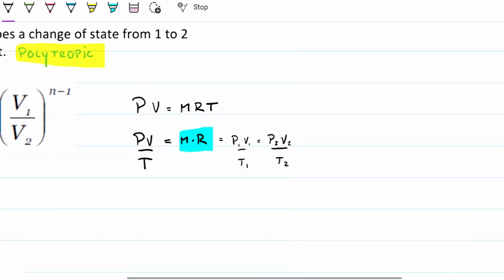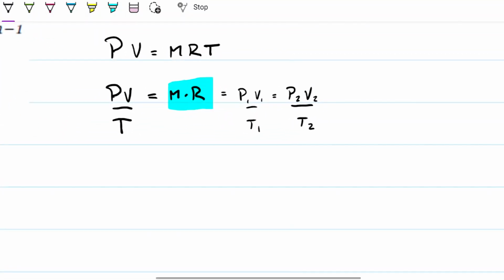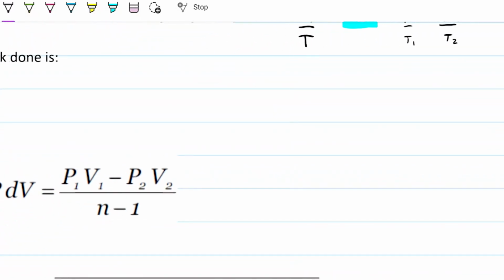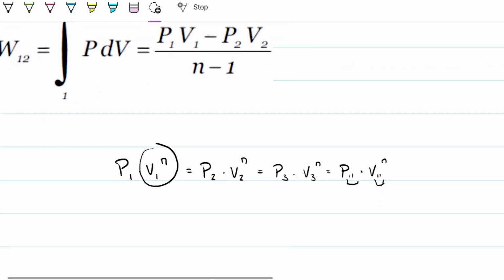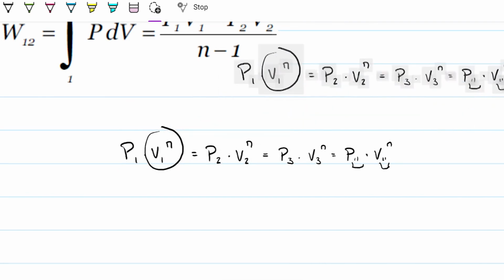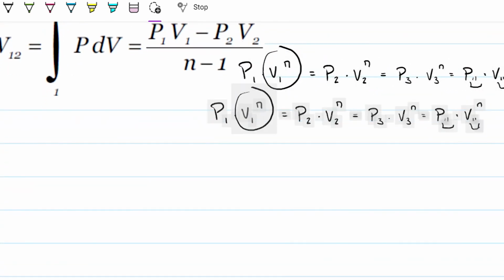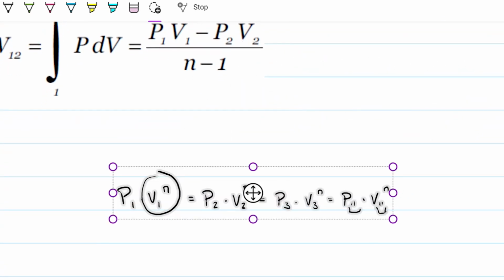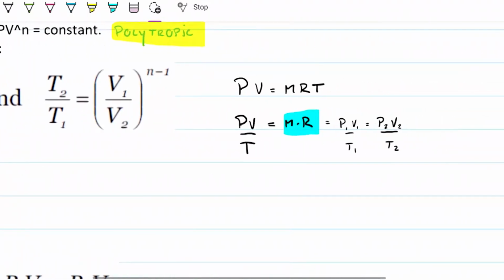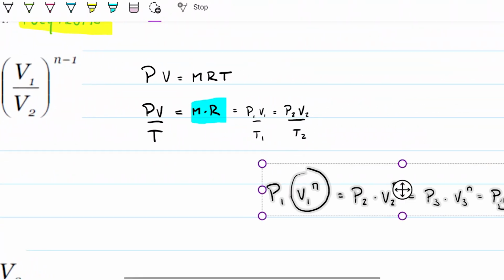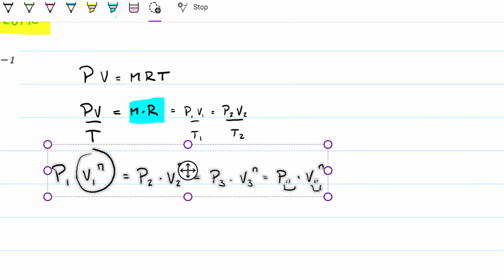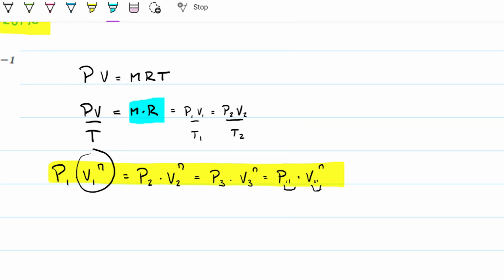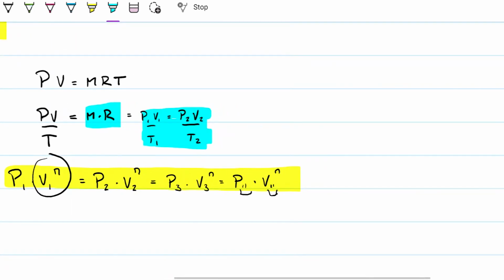Okay, so if that's the case, I'm going to start with this relationship here, and all I'm going to do is apply the two concepts we just talked about. I'm going to apply this, and leave that there. Just copy it here. So all I'm going to do is combine these two concepts: the concept that the combination of these needs to be a constant, and also that this is a valid relationship for an ideal gas closed system process.